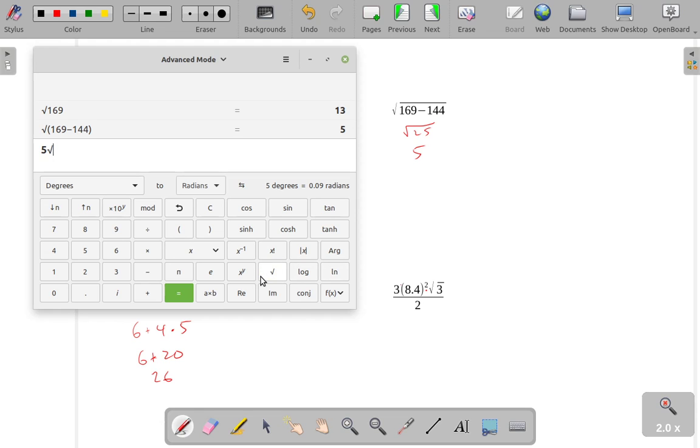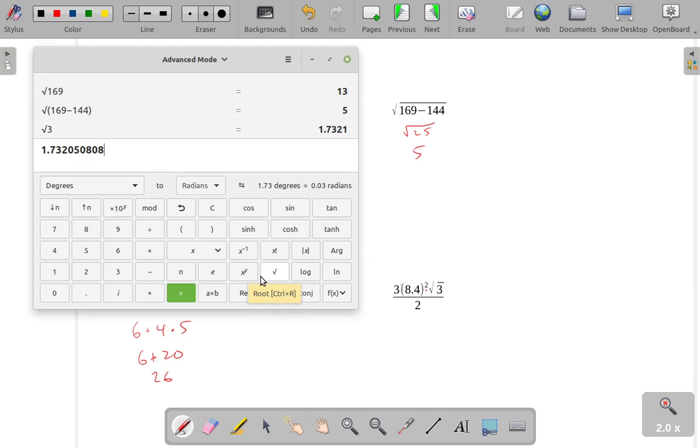Numbers that don't come out nice, we would want to plug into the calculator. If I type in the square root of 3, you can see this is 1.73, whatever. I'm just going to type all of this one into the calculator because I can already see it's not going to come out nicely. We've got 3, 8.4 quantity squared, times the square root of 3. I'm closing out my parentheses.